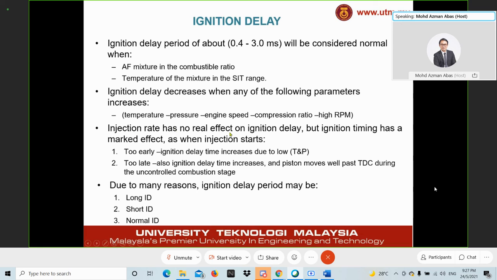So injection rate has no real effect on initial delay, but injection timing has a marked effect, as in when injection starts. If it's too early, initial delay time increases due to low temperature and also low pressure. If it's too late, then initial delay will increase and the piston moves well past TDC during the uncontrolled combustion stage. So due to many reasons, the initial delay period may be a long initial delay, a short initial delay, or a normal initial delay, and so forth.